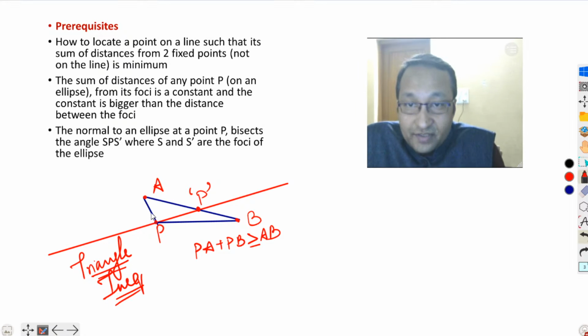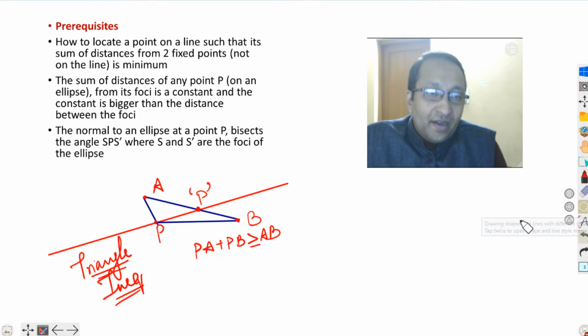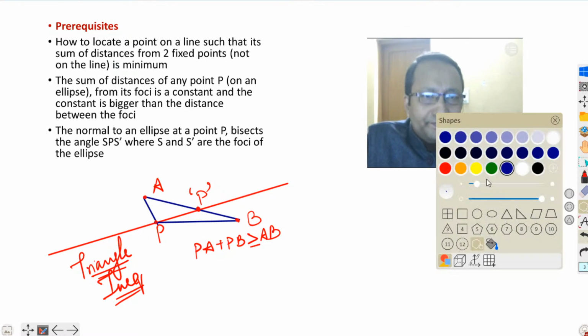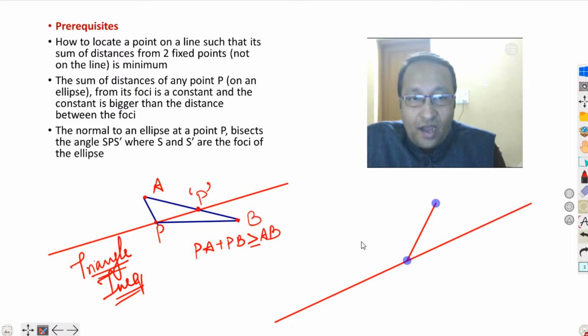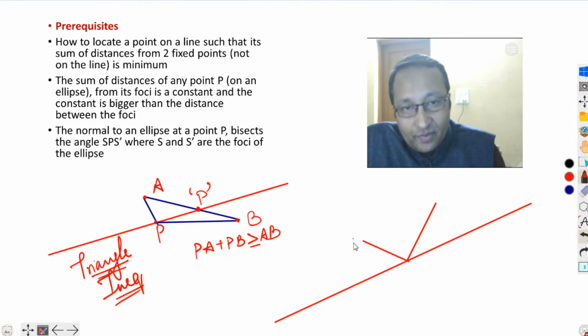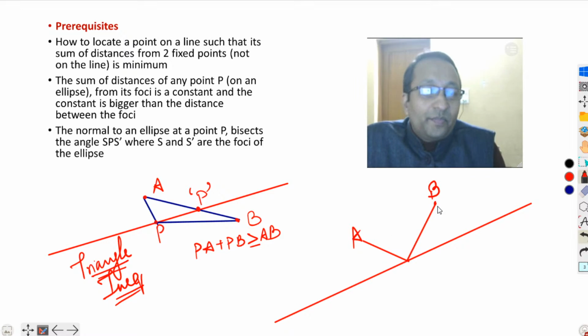The sum of two sides in a triangle would always be greater than the third side, and equality holds if the triangle is not formed. I take up another situation. Maybe there can be a situation when both your points A and B are not lying on opposite sides of the line, and still you are asked about PA plus PB minimum. Now the challenge is you cannot say that a triangle inequality is formed.